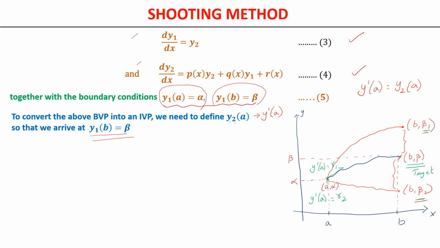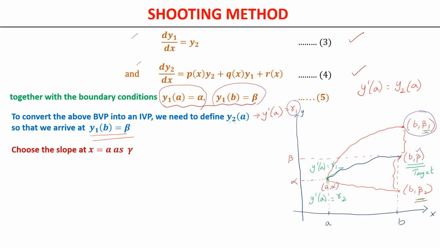So how do we check whether the guess that we are making at y dash of A is correct? It is only by checking what is the value of y at B. If the value of y at B coincides with the target which is given to us as beta, we conclude that this guesswork that we have made for y dash of A or y2 of A is correct. So the check is that the value of y at B is equal to beta.